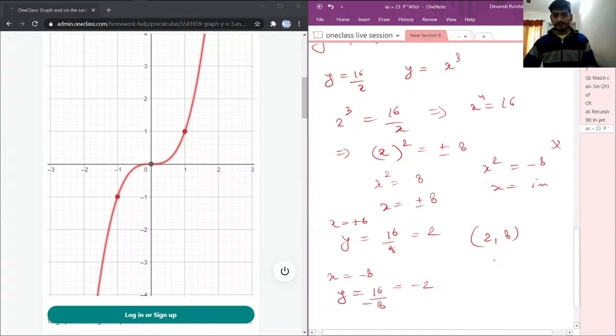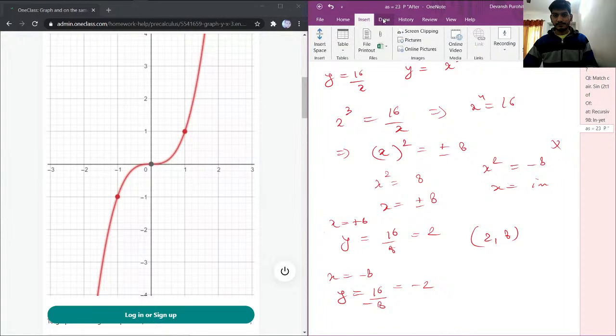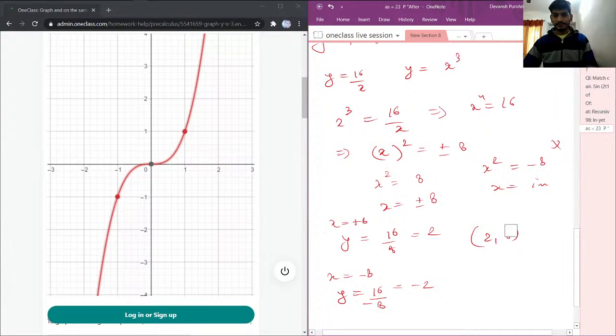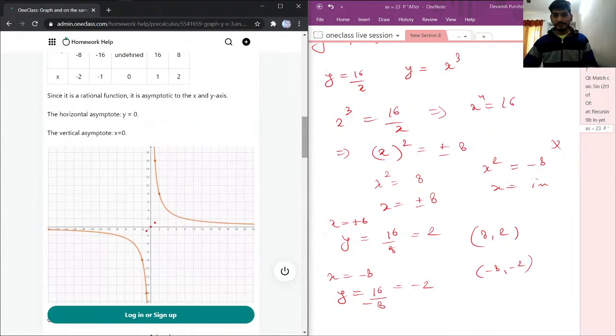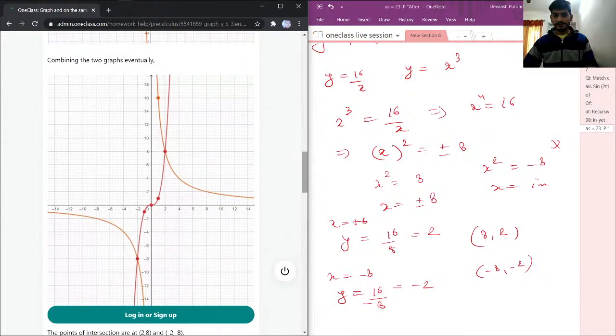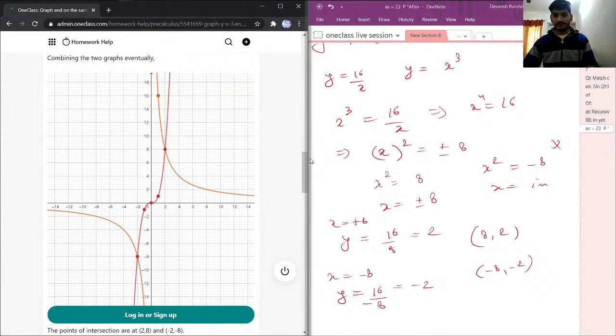So two sets of intersection are 2 comma 8, and then negative 2 comma negative 8.